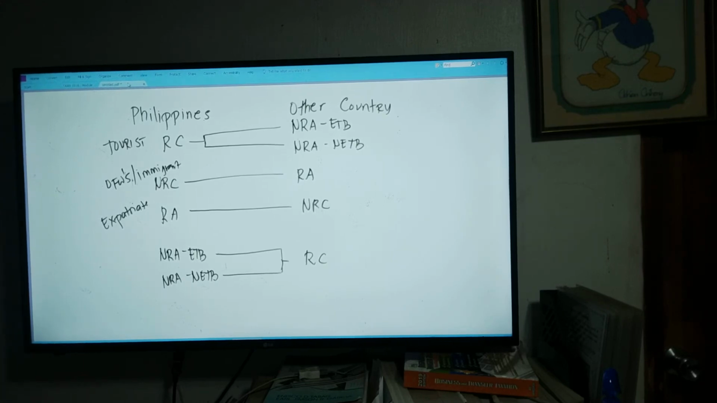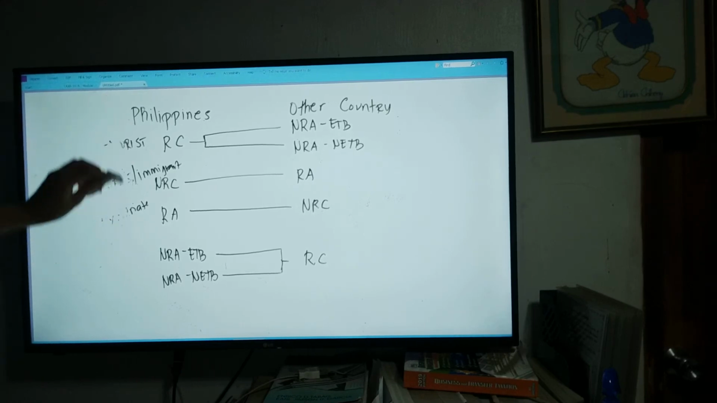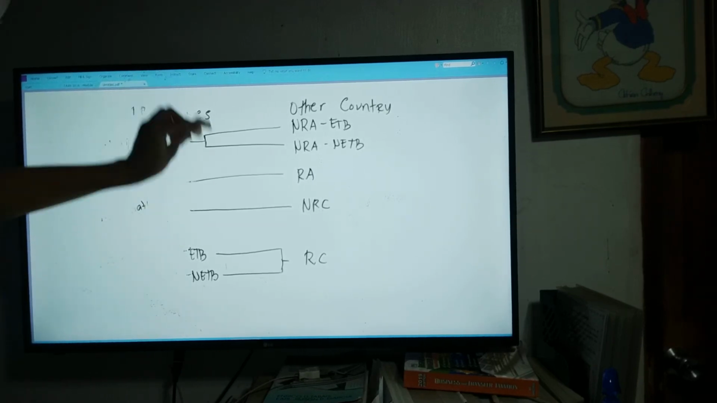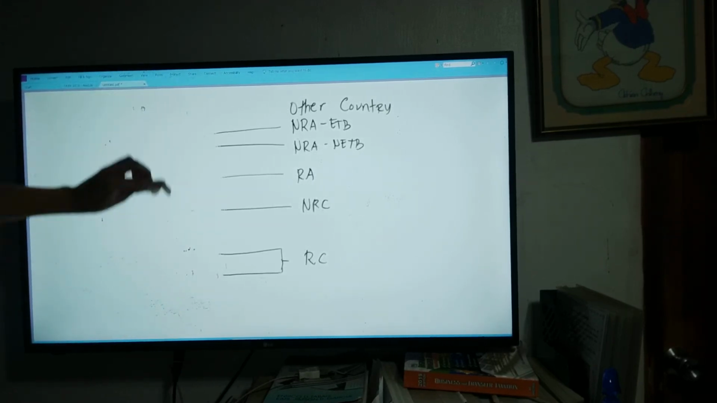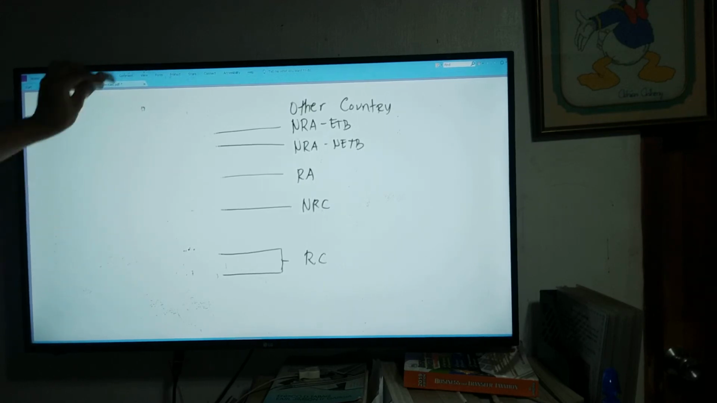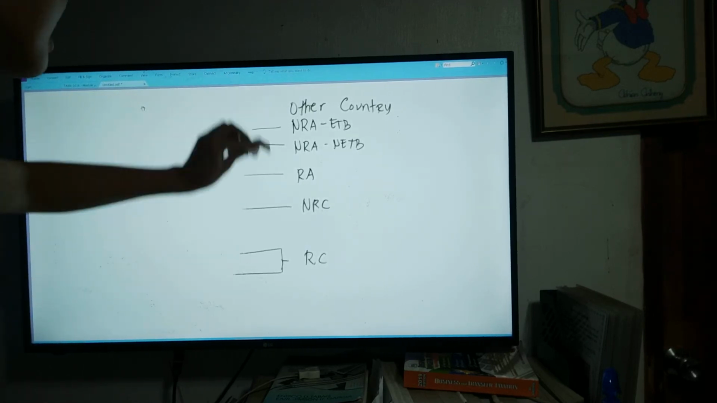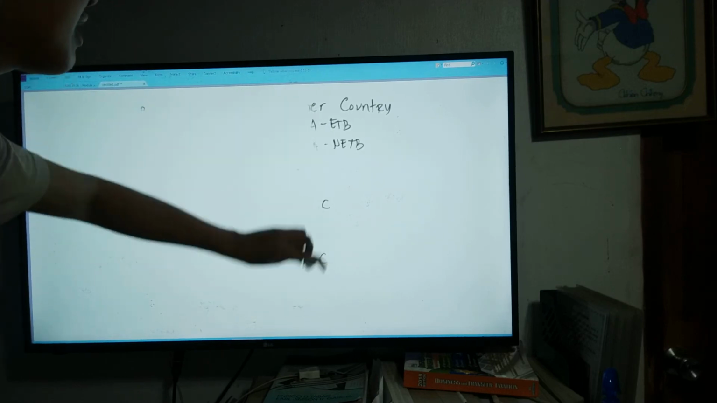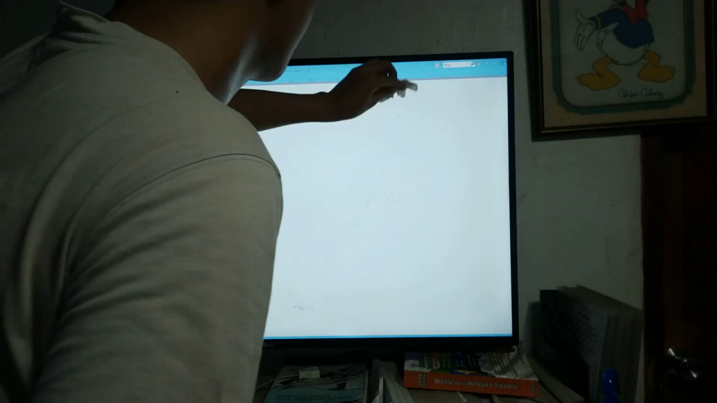Now, why is it very relevant and why is it very important for us to know whether or not RC, NRC, RA, NRA, ETB, NRA net B? It's because of the taxation scheme. Ano ho ba yung tinatawag nating taxation scheme? The taxation scheme works this way. Okay?